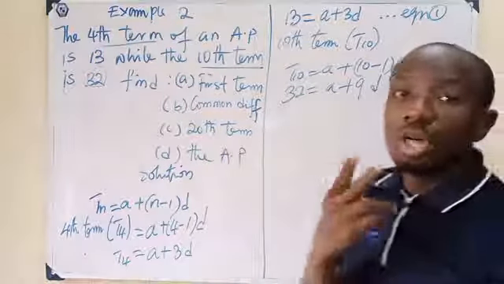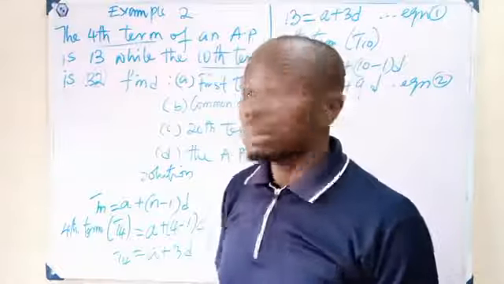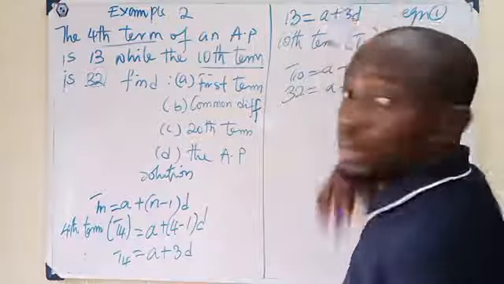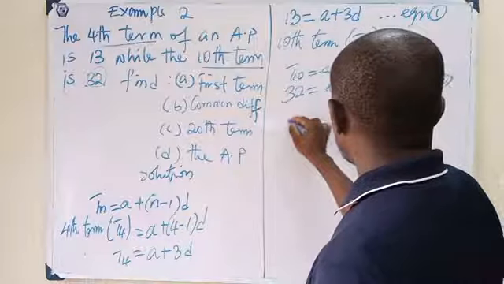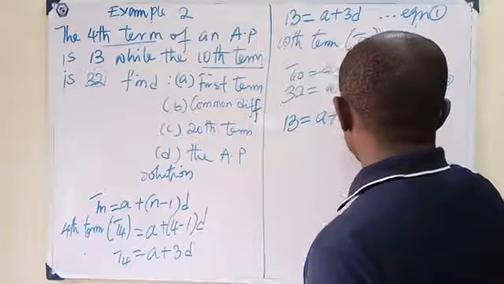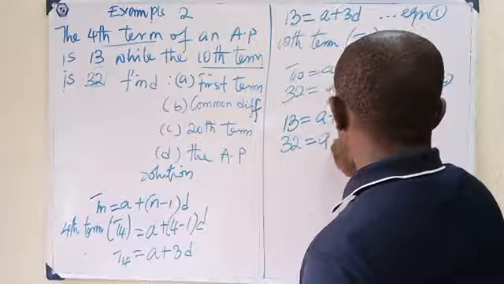Now when you have two unknowns, the only way you can find it is simultaneous equation. So we are going to use the simultaneous equation to find A and D. So let's bring the two equations together. So if we do that, we have 13 is equal to A plus 3D. 32 is equal to A plus 9D.